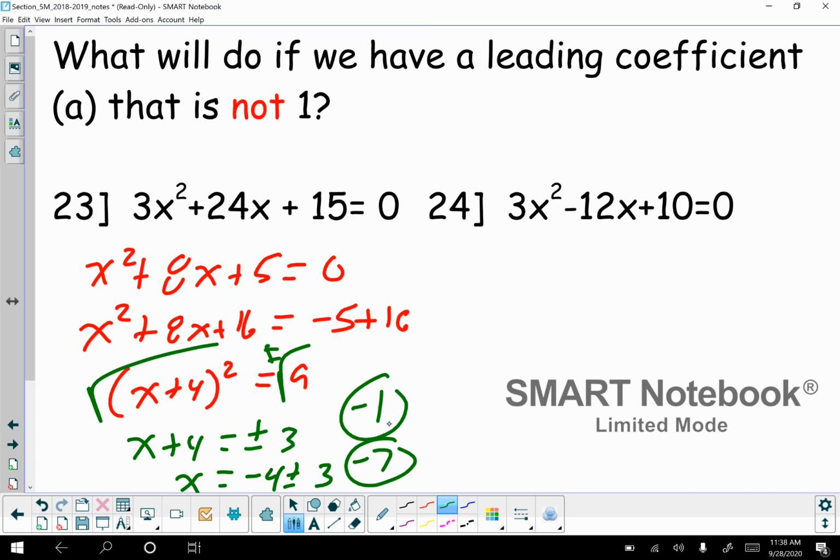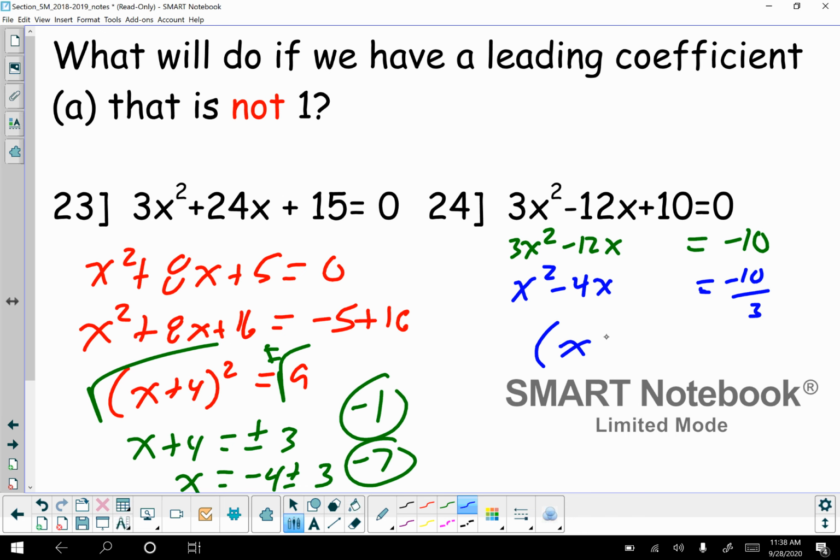All right, let's move the 10 over first on this one. Leave that, so I'm going to add negative 10. I'm going to divide everything by 3. Notice I left that as an improper fraction. Half of negative 4 is negative 2. Negative 2 squared is positive 4. So if I add 4 here, I'm going to add 4 here. Realize that's the same thing as 12 over 3.